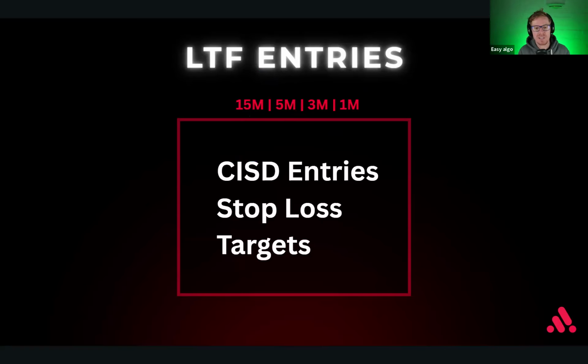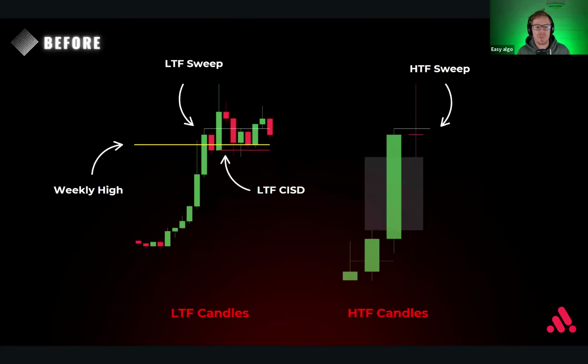For our lower time frame entries, we're going to use the CISD for entries, and mark out our stop losses and our targets. That's pretty much all the components. I've simplified this in such a reduced way that it'll make it super easy for you to understand. Here I'm going to break down a few setups, showing you exactly how all these components work synergistically with the higher time frame and the lower time frame.